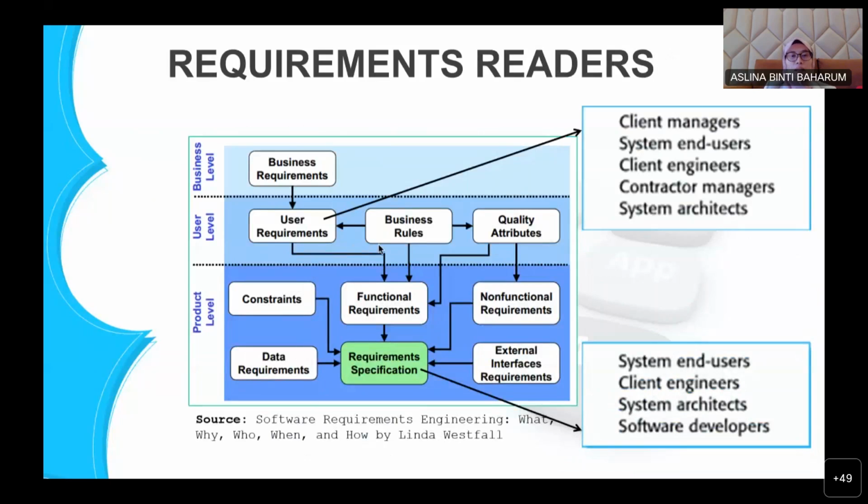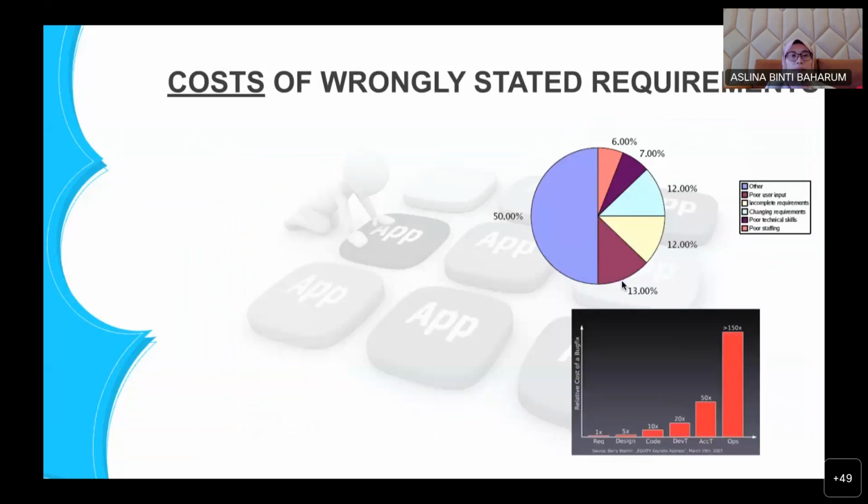This one is an example of who finds the user requirement. User requirements can come from the client, managers, system and end users, mostly end users, when we talk about user requirements. But they may also come from managers, engineers, contractors, system architects, and the requirement specifications, maybe from the client, architects, software developers.